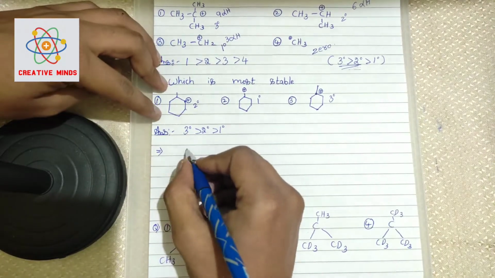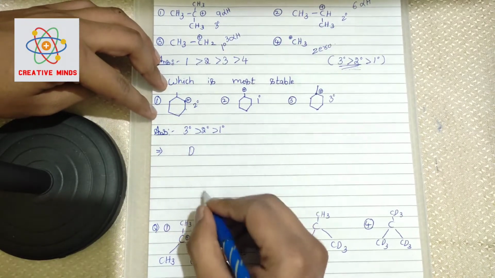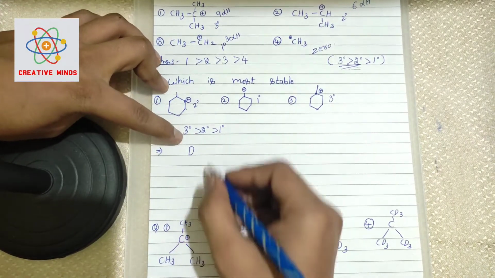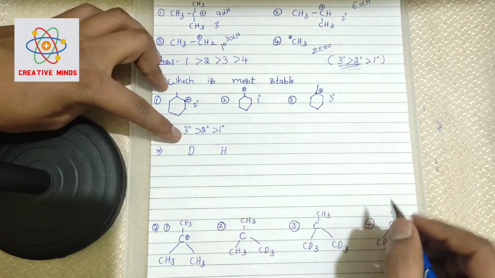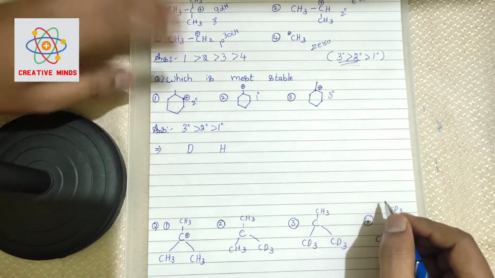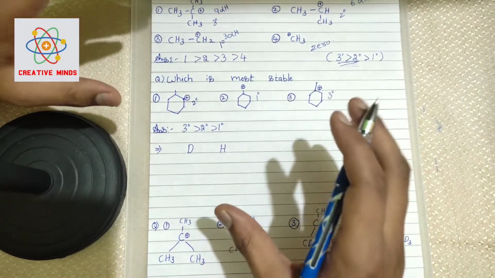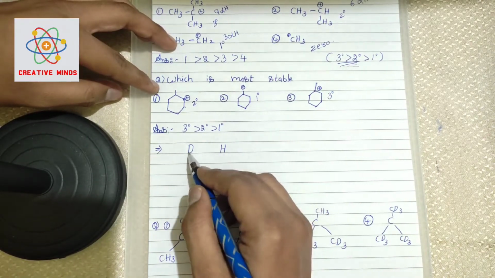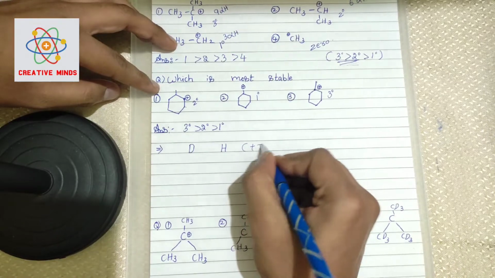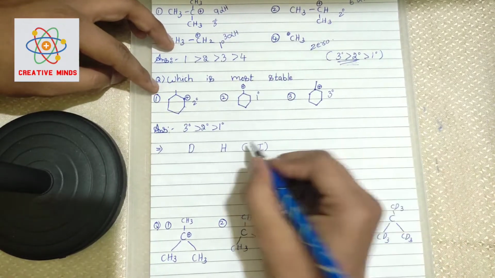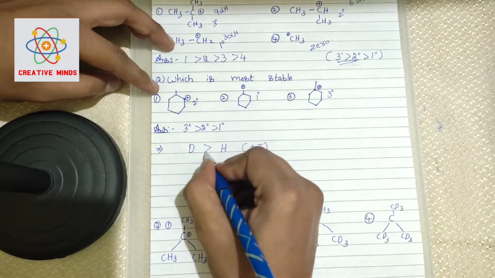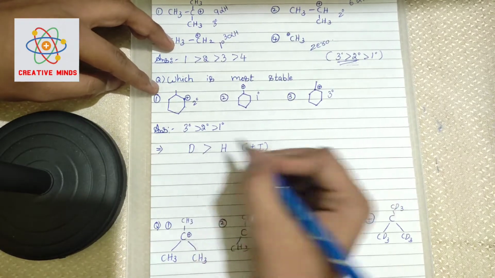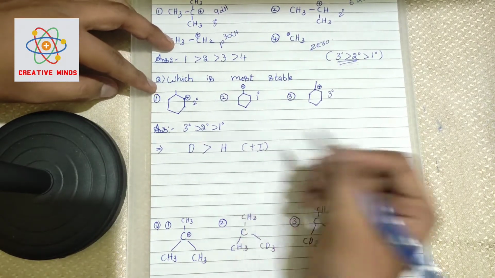Now again, one important point I would like to tell you from hyperconjugation. Now imagine you are given deuterium, you know, right? It's an isotope of hydrogen. Deuterium is an isotope of hydrogen. Now if you are asked to guess the stability, which is more stable among deuterium and hydrogen with respect to inductive effect, then deuterium will be more stable. Which case? In case of inductive effect.